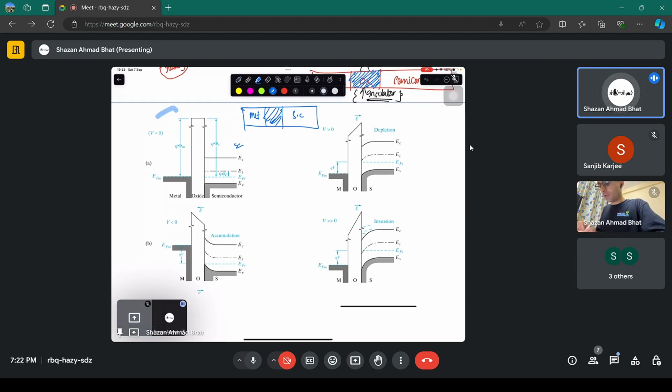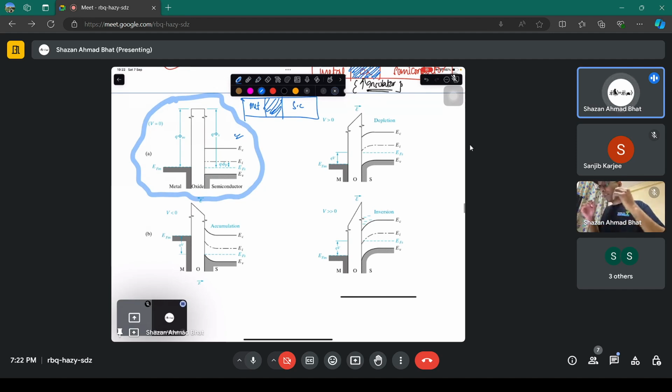This is the equilibrium condition when there is no voltage applied. You just connected those things. Fermi level wants to be aligned, no matter what you are studying. Fermi level aligned. And in the oxide, it doesn't matter because the band gap of oxide is so huge that there are no electrons present at all in the conduction band.